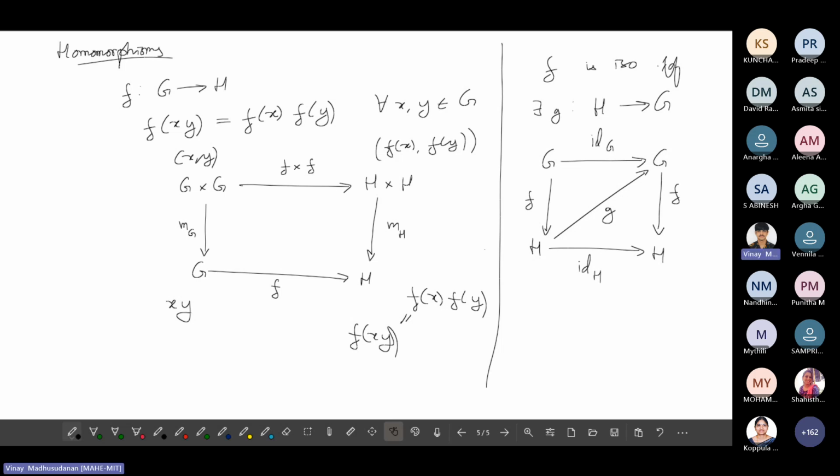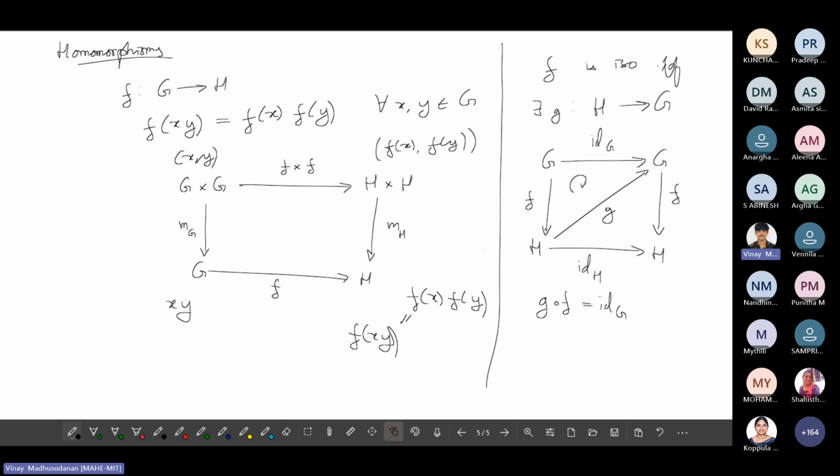What does this actually tell you? The commutativity of this diagram. If you look at this triangle, that commutes means what? This commutes, this is sometimes used as a notation for commutes, or a tick mark or something. That means this composition is equal to this, because those are two parallel paths. G to G, you can go this way or this way. If you go this way, you get g after f. That should be equal to id_G.